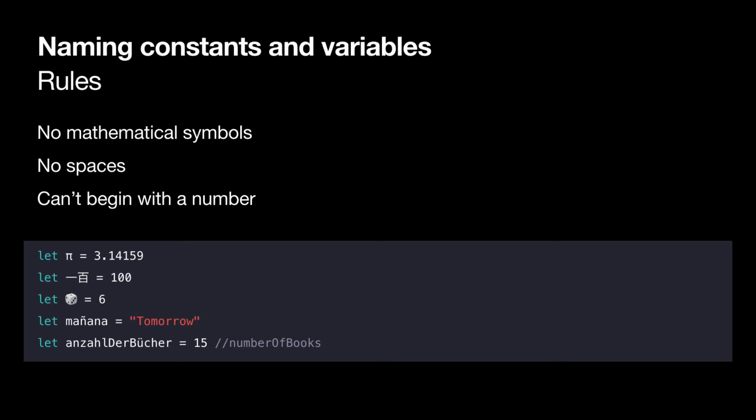There are some rules when naming constants and variables. No math symbols or spaces, and the name cannot begin with a number. Otherwise, you're allowed to use emojis and Unicode to name your variables if you want. You can see some examples of that here.